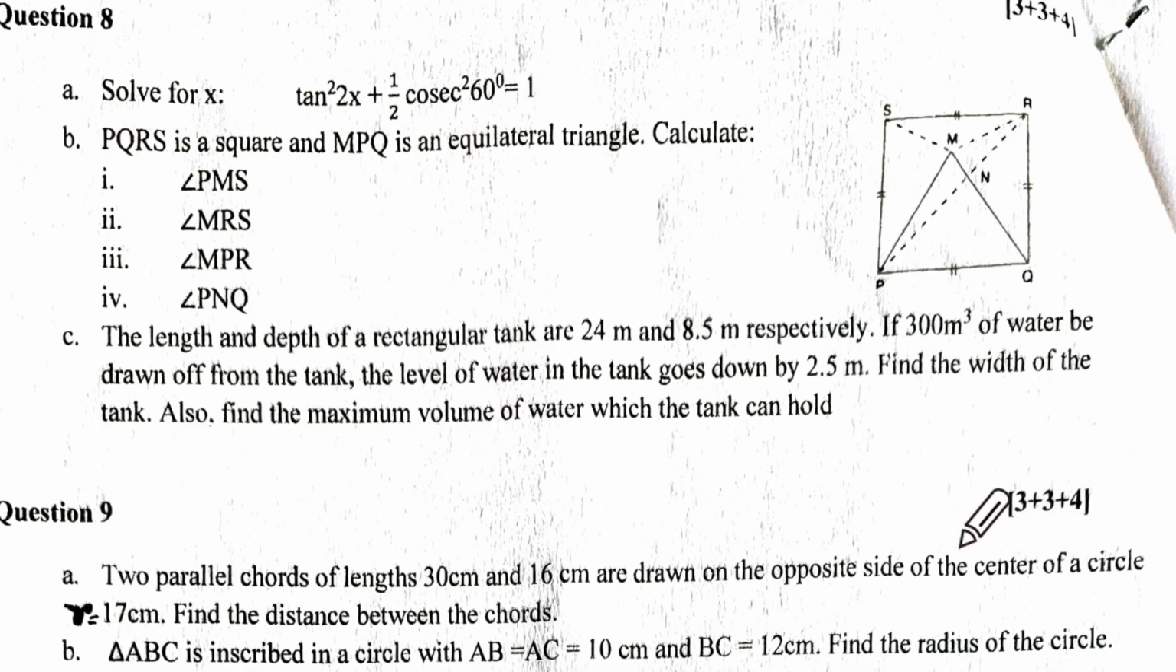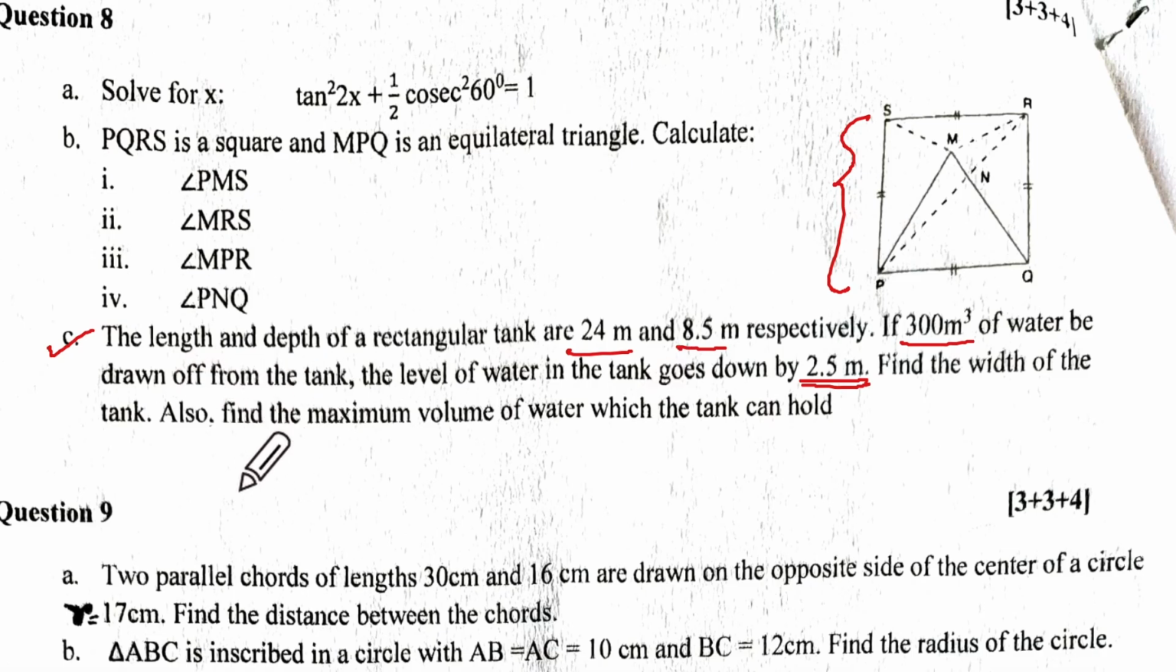Can we do it? Yes. Now, if you think this is going to be too time consuming, do it later on. Understanding? Then length, breadth, rectangular tank, and so on, respectively. Length and depth. Breadth is not given. If 300 meter cube of water is drawn from the tank, the level of water in the tank goes down by 2.5 meter. Find the width of the tank.